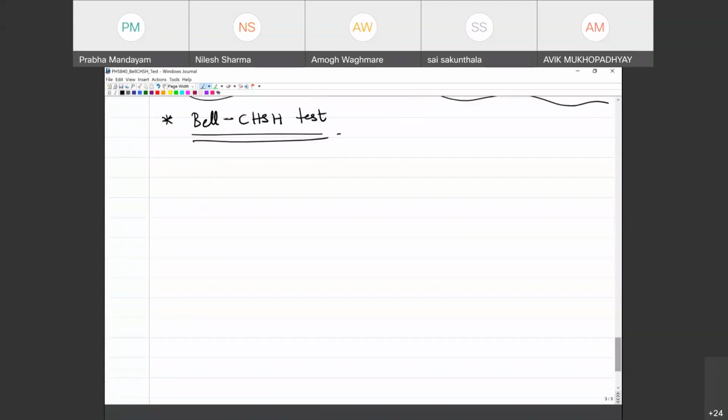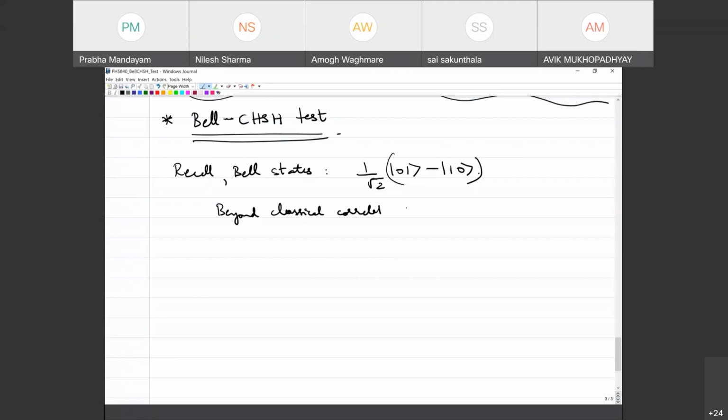Remember, we've written down these Bell states, right? So you recall the Bell states. And in particular, let me recall, for example, this state. And we said that the idea of these kinds of entangled states is that they contain correlations beyond what is possible in classical systems. So I said something like beyond classical correlations. Okay, so this Bell CHSH test is a way to quantify this statement.